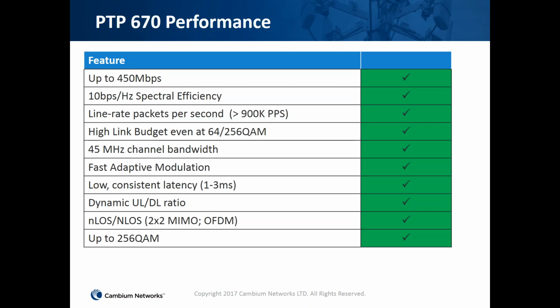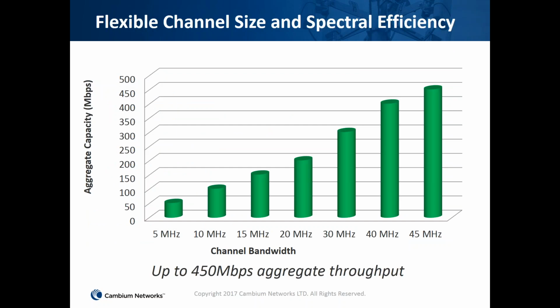We do have non-line of sight and near line of sight, which we'll also get into in one of the upcoming slides. And as I mentioned earlier, we support up to 256 QAM. This is our flexible channel size. As I mentioned earlier, we have all the way from 5 megahertz to 45 megahertz, so it covers a wide range of channel bandwidth.